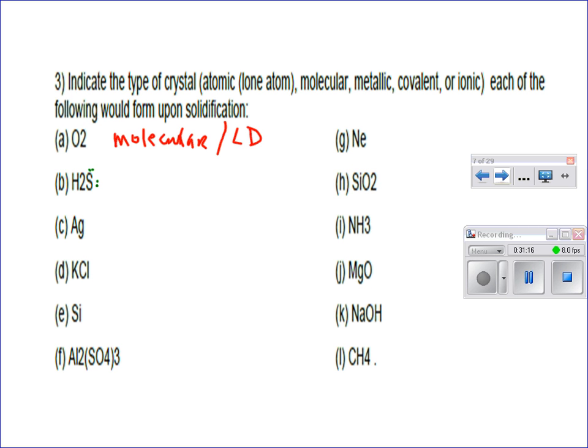H2S, I've already drawn it today. It has 2 lone pairs in the center atom. First, find it on the chart. Where does it belong? Is it ionic? It's a compound, right? So it's either ionic or molecular. Molecular. What's the intermolecular force? Dipole-dipole, because it's polar and it's not hydrogen bonding, because the hydrogen's not attached to N, O, or F. Ag. Metallic. And we say delocalized electrons.